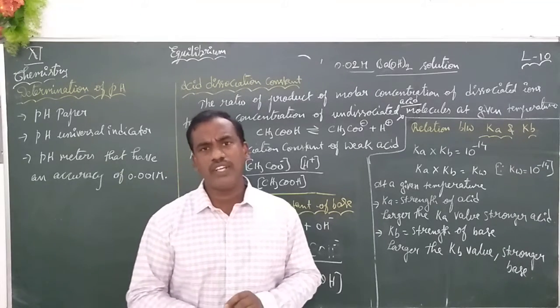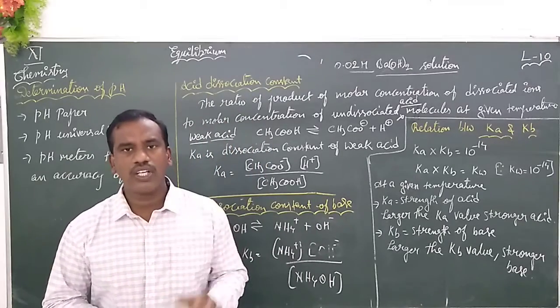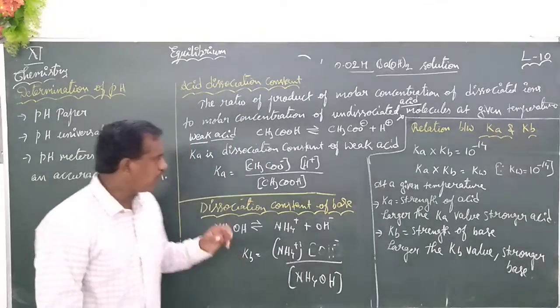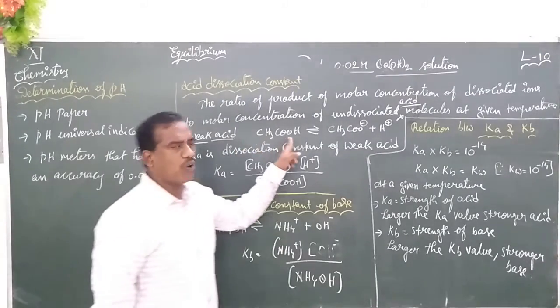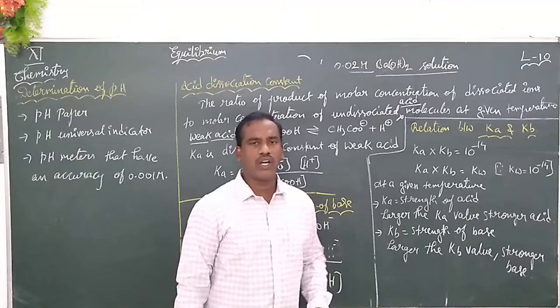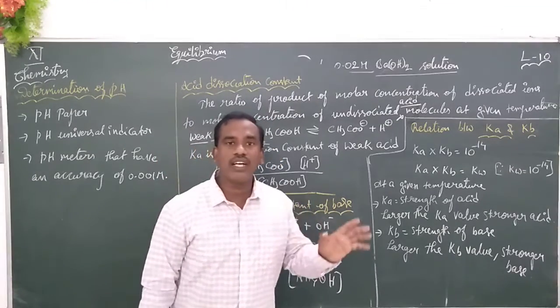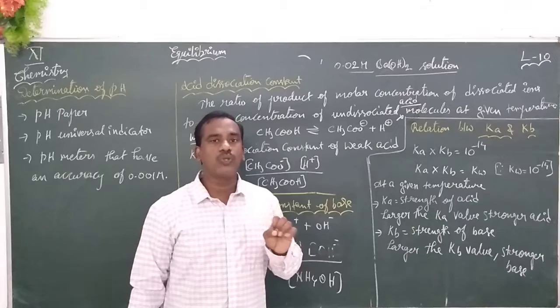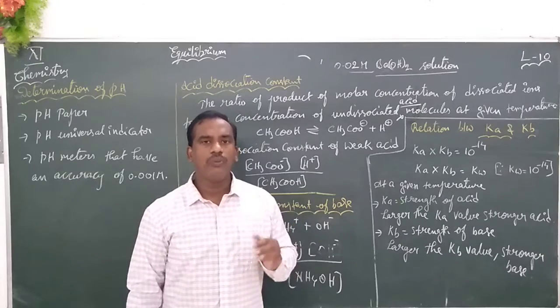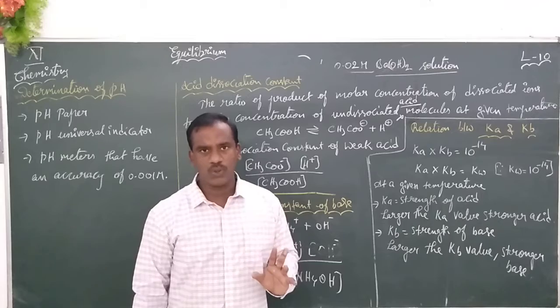Let us take one weak acid, acetic acid. What is the formula of acetic acid? CH3COOH. On dissociation, what will this acetic acid give? CH3COO minus and H plus, sorry. But it does not undergo complete dissociation. Yes or no? Weak acid means what? It does not undergo complete dissociation.